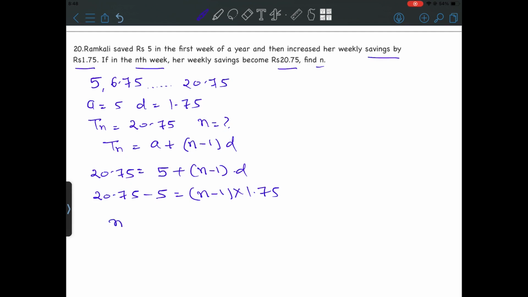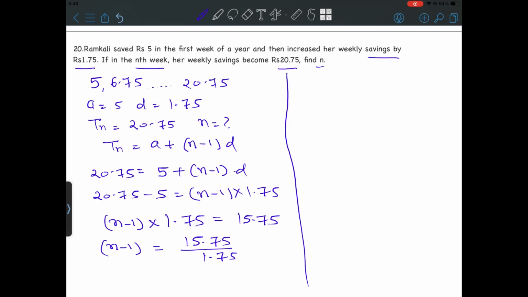So now we can say that n minus 1 into 1.75 is equal to how much? That is 15.75. n minus 1 is equal to 15.75 upon 1.75, right? Let's solve this. So it gives us n minus 1 is equal to 15.75 upon 1.75. The decimal we can remove because both terms have the same decimal position.